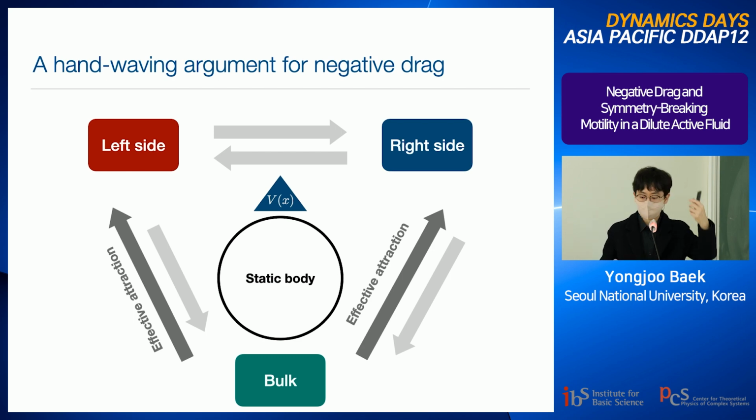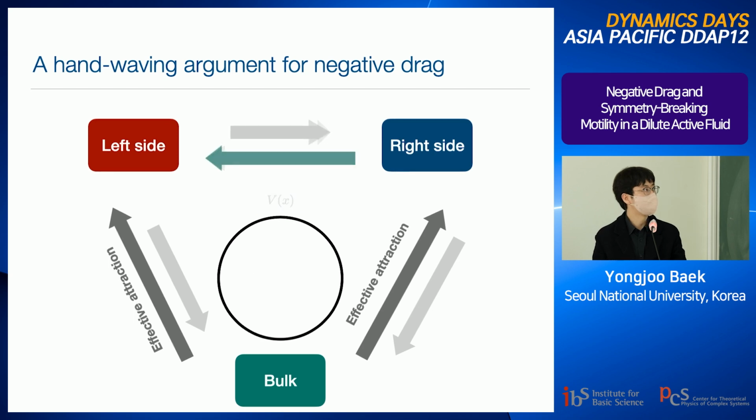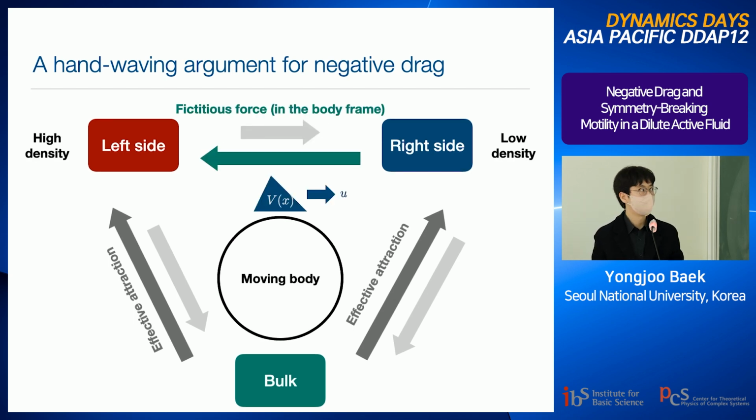So here we are basically trying to give a very hand-waving argument about what is happening. For the object at rest in an active fluid, there are all these active particles swimming around, but they behave as if they are feeling some kind of effective attraction to the right-hand side and left-hand side of this object. But now if we add a bit of motion, then from the reference frame of this moving object, the effective triangular potential looks like this. So it is a bit steeper here and less steep here.